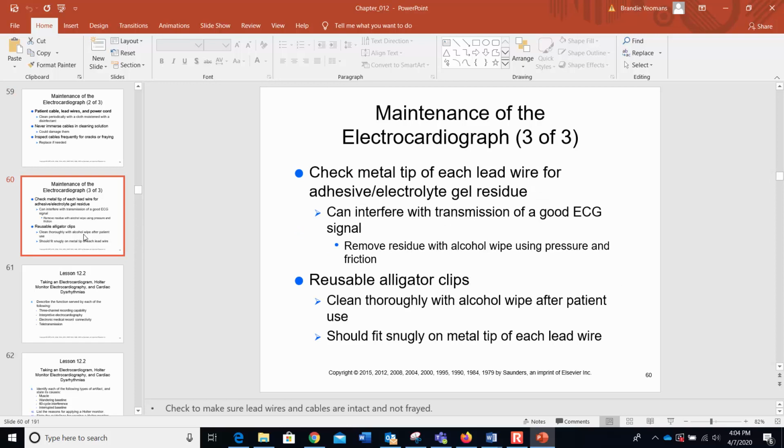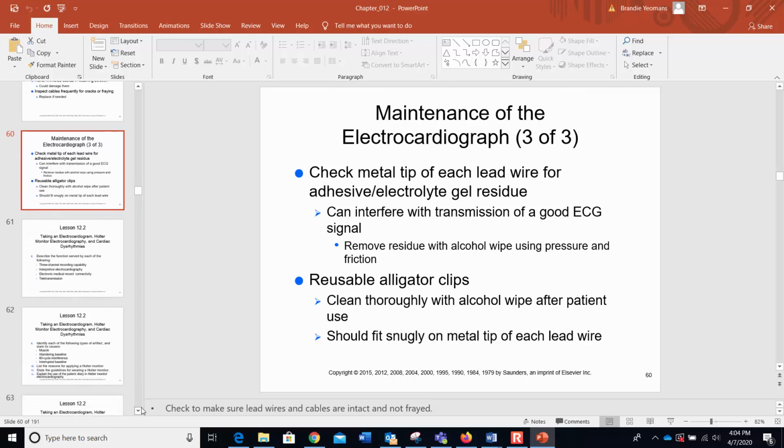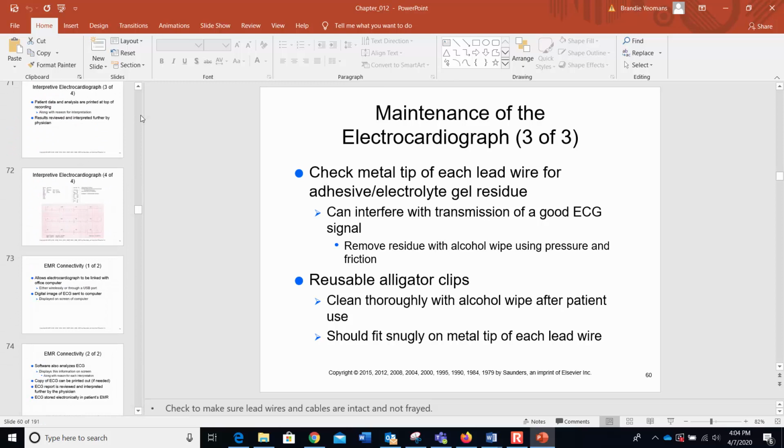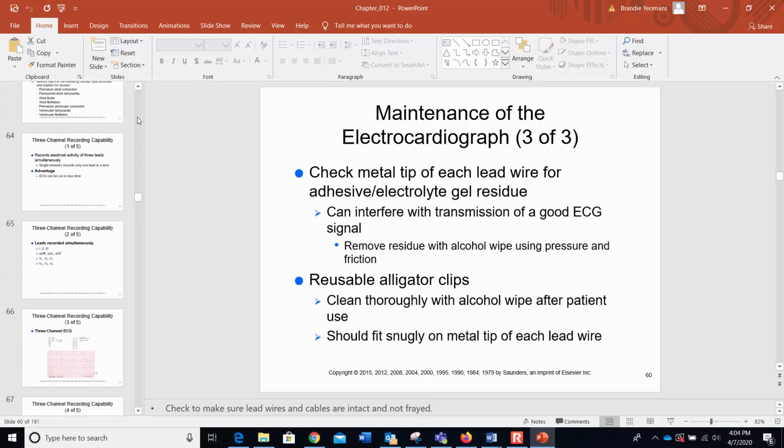Okay? Make sure that you check the metal tip of each lead wire for adhesive or electrolyte gel residue, because sometimes if that's left on there, it can cause some interference, or it might even get in the way of the next one being able to securely adhere to the patient's new electrodes. So we don't need any more trouble than what we've got.